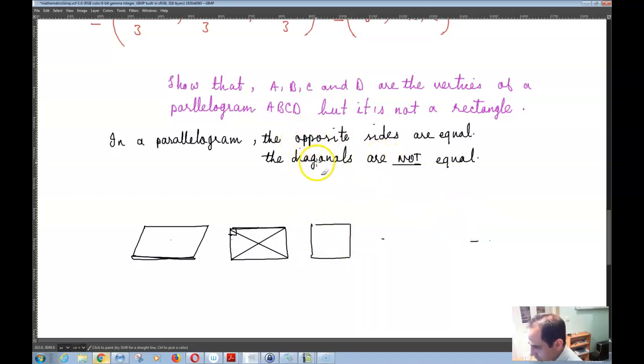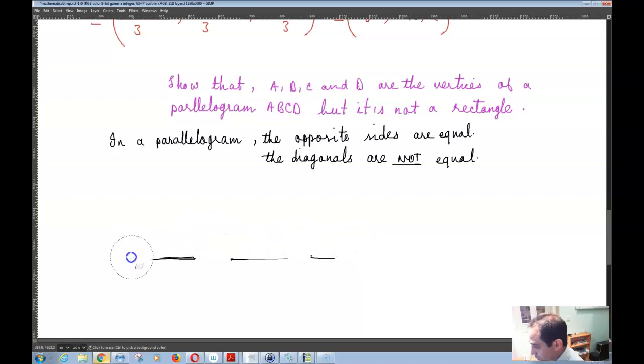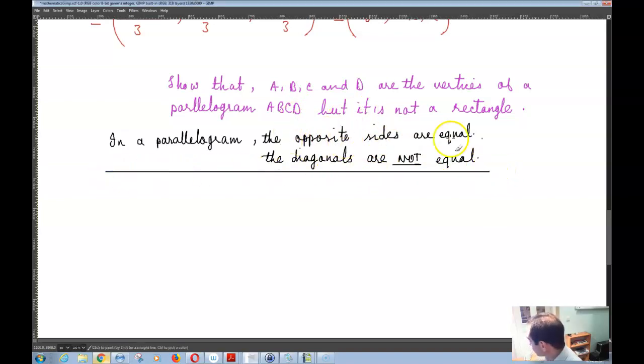Now if you show that the diagonals are not equal, then your geometric shape is definitely a parallelogram, and again by a parallelogram what I mean is this geometric shape. If you can show these two things over here, then you can show that ABCD is a parallelogram but not a rectangle. Okay, so this way you can solve the problem.